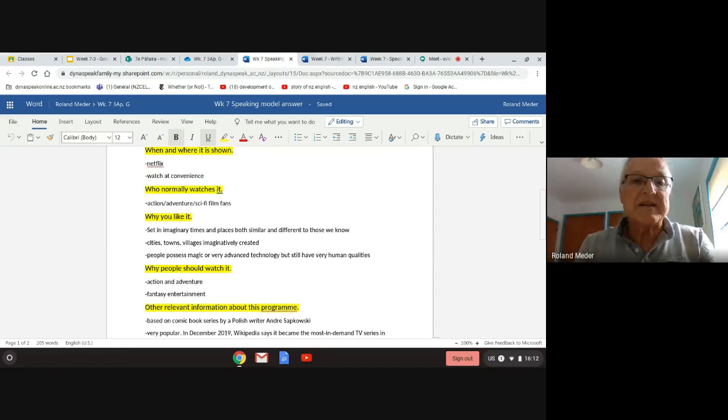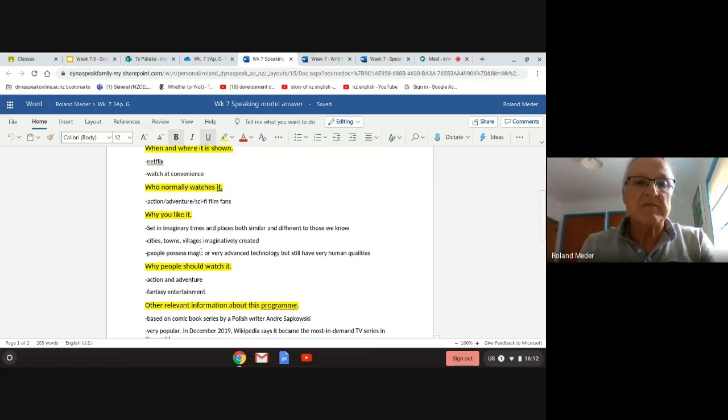Also, what I like about it is that the people possess magic or supernatural powers, or if not, they use some very advanced technology that we don't have yet, but we dream about it, we talk about it. But at the same time, they are still very human. We can recognize very human qualities. We can identify with these people, but they are different from us. They may have these magical powers, or they may be able to use this very advanced technology very well.